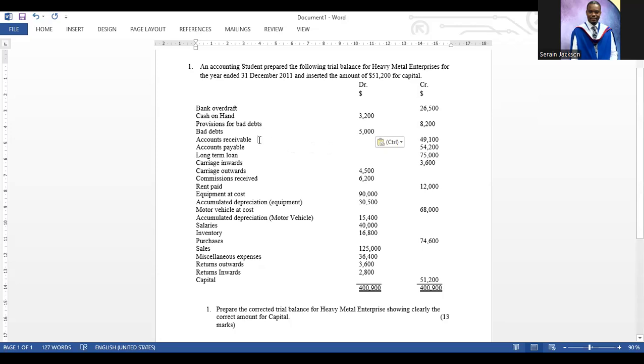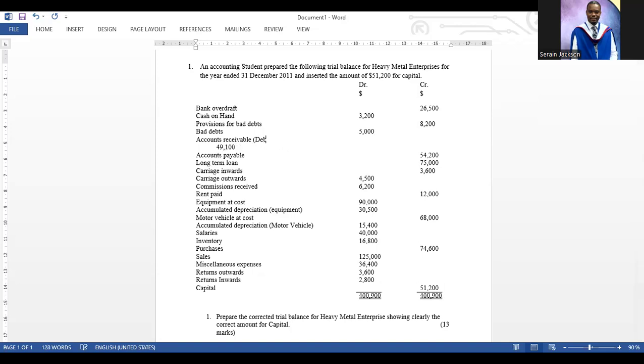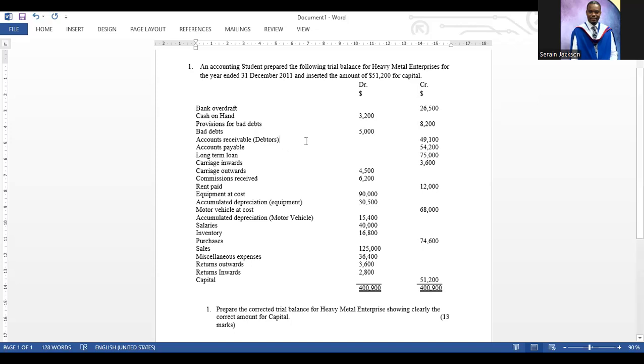Accounts receivable, right, is the same as debtors. So sometimes people may use the word debtors. So you can even put debtors in brackets there, right? So accounts receivable is the same as debtors. Debtors would be a current asset, not true? So it should not be on the credit side here. So it is on the wrong side. So we have to move it now. Put it on the debit side.